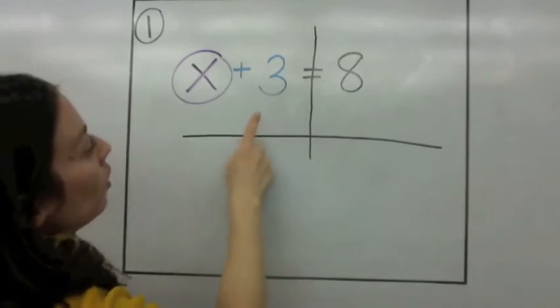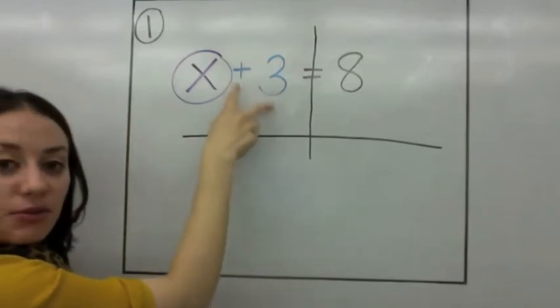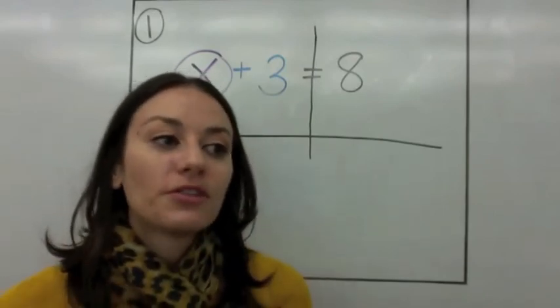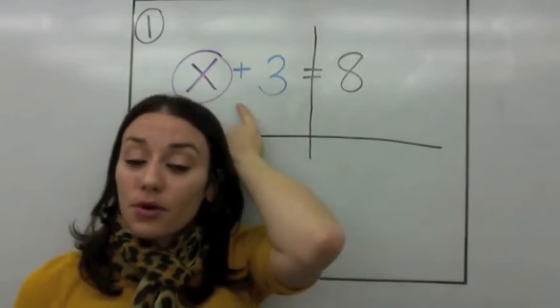Now, look at the number that is next to x. The number next to x is positive 3. What is it? Positive 3. Now, in order to solve for x, you have to do the opposite of this number that's next to x.